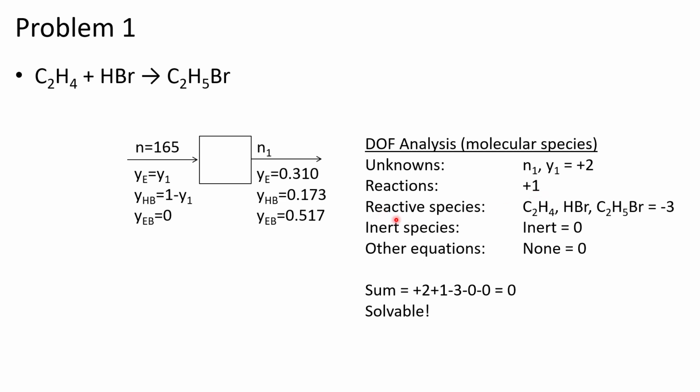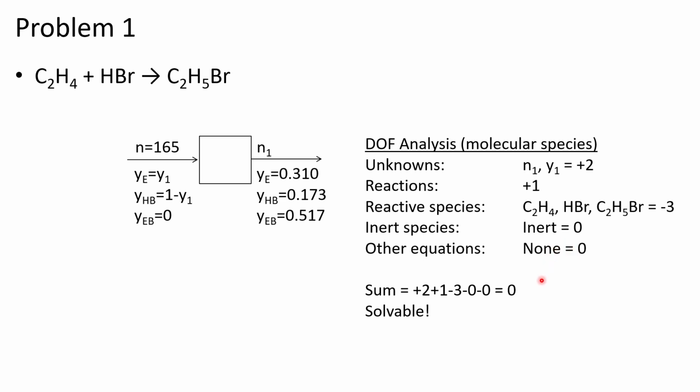Next, we'll count the reactive species. If we look at the chemical reaction that we have balanced, we find that ethylene is 1, hydrogen bromide is a second, and ethyl bromide is a third. So we have 3 reactive species. In this particular case, all 3 are independent. They're not present in the same ratio throughout the process. Finally, we'll look at the number of inert species that are present. We'll count those. There are none, so we'll have a value 0 in the table. And we're not provided any other equations, so we'll have a value 0 here in the table.